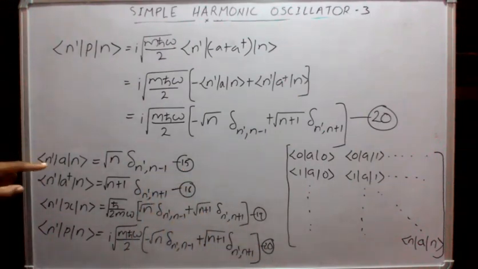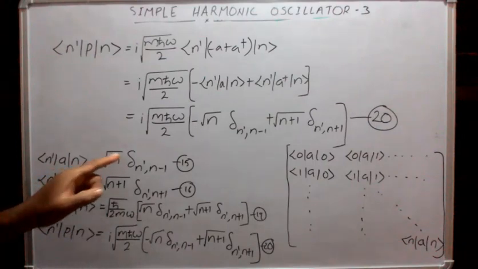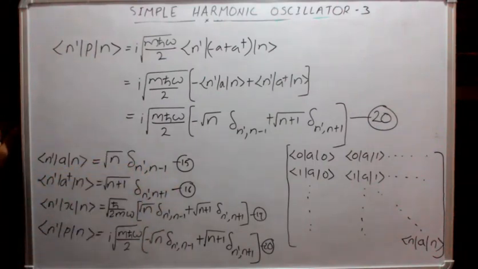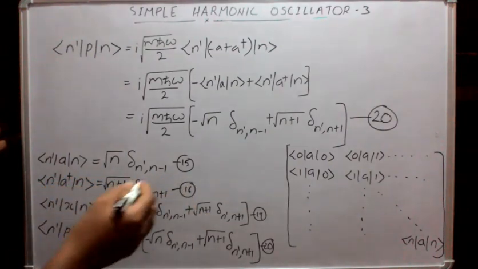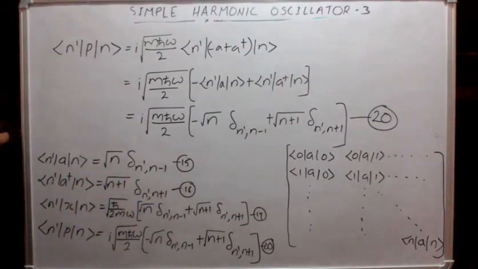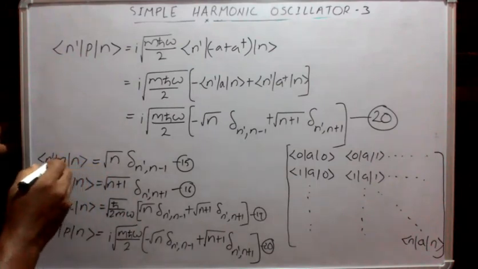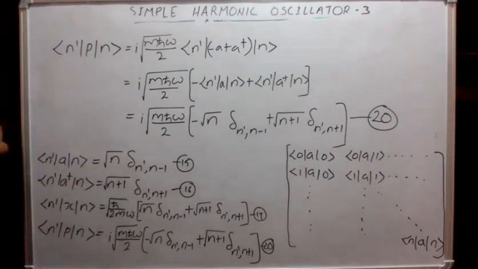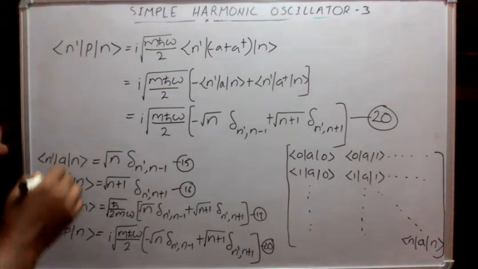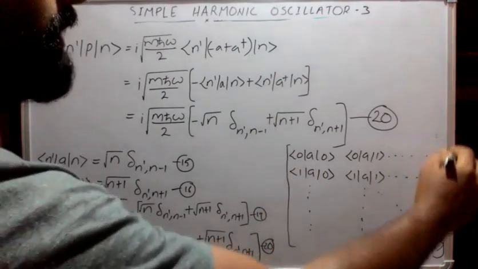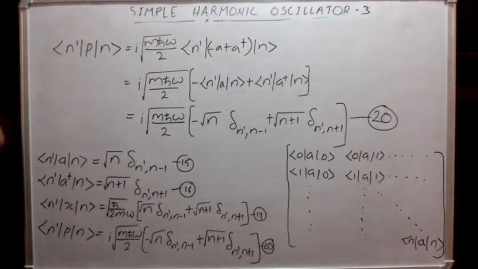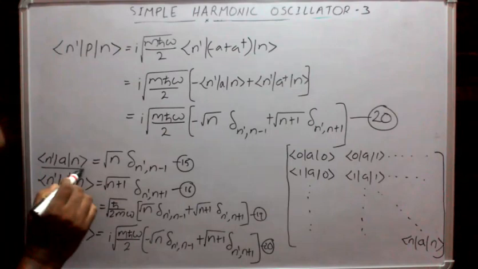The first equation is n dash a n, that is equal to under root n delta n dash n minus 1, and the second equation n dash a dagger n, and so forth. So these are the matrix elements. These are the operators which I can write in the form of a matrix.